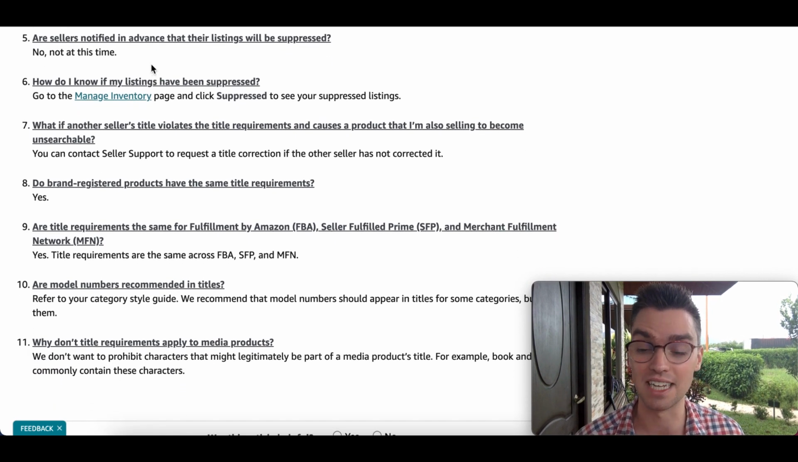Are sellers notified in advance if their listing will be suppressed? No, they're not. Typical. If you're selling on Amazon, you know this to be true. Amazon will just send you an email saying, hey, you violated our rules. Here's the consequence, and you have to figure that out.